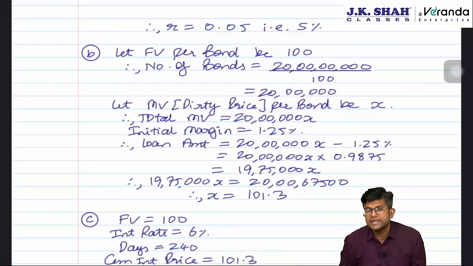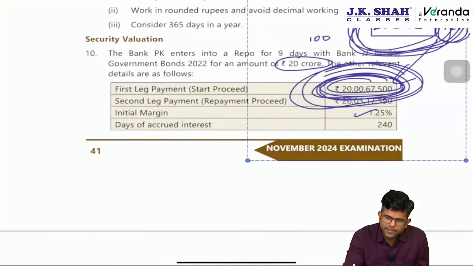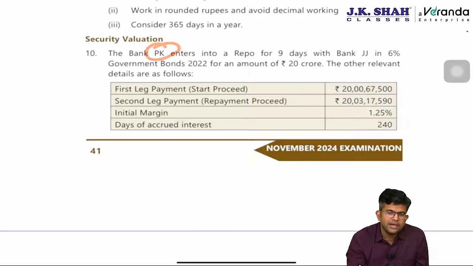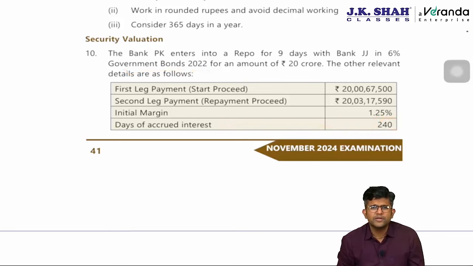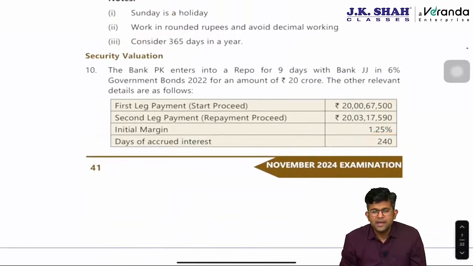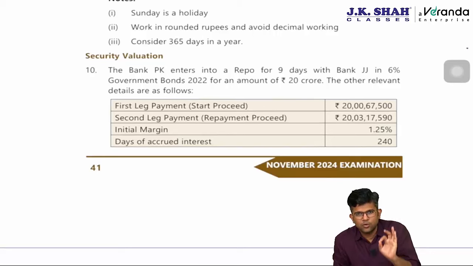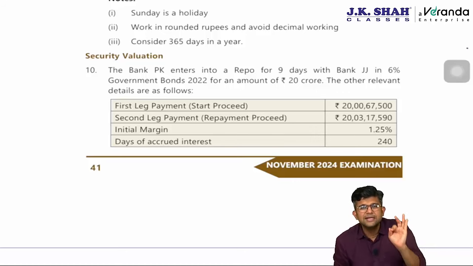Now comes the question, why is it called dirty price? It is called dirty price because, on the day when PK is entering into this repo agreement with JJ, these government bonds which it is selling already have 240 days of accrued interest in them. You must be knowing the concept of cum interest price and ex interest price. So 240 days out of 360 days, interest is accruing, which means the market value we got just now, 101.3, is the cum interest price, including the interest of 240 days. So students, hence it is called a dirty price.